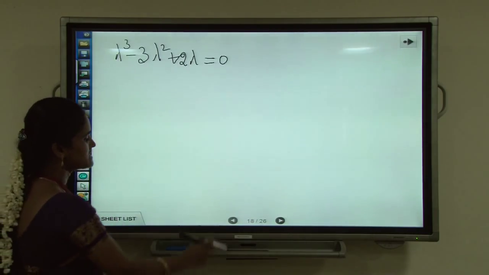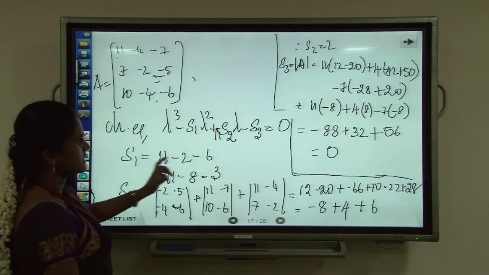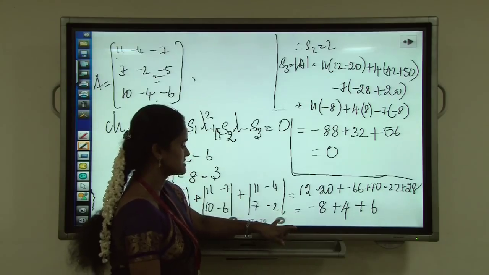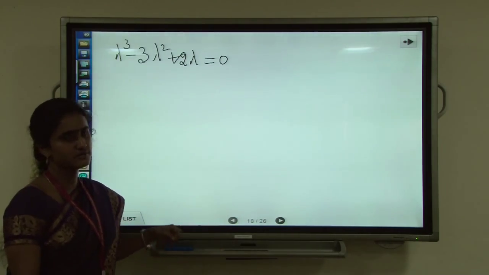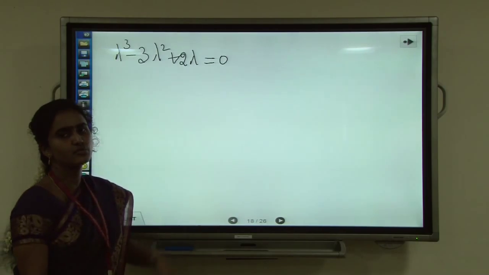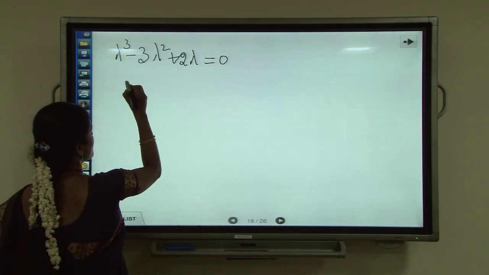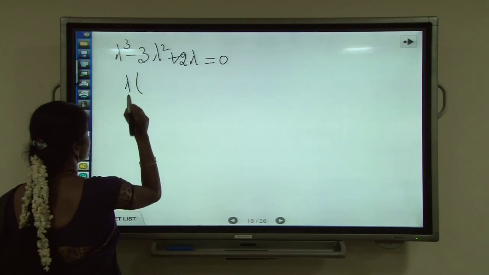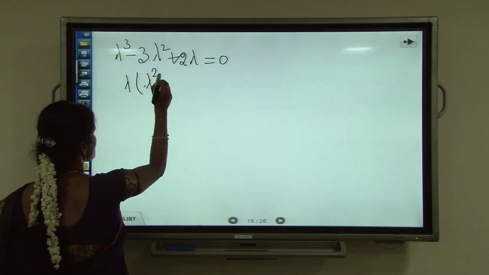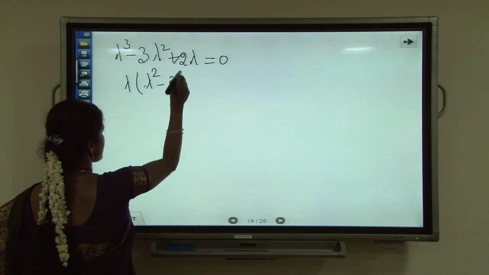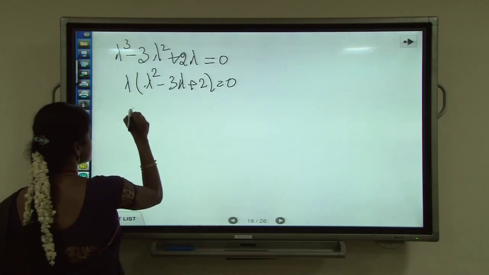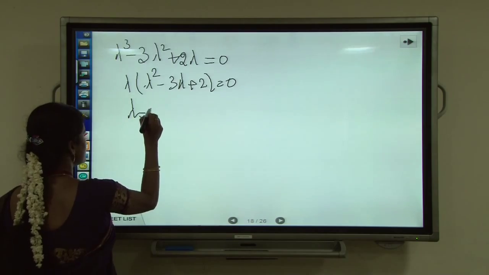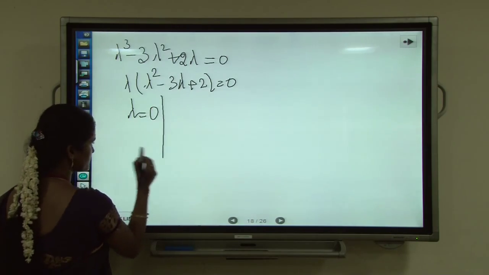So what do you mean by this S3 is 0? It means the determinant of A is 0. So whenever you have a determinant of A is 0, you can also find one of the eigenvalues would be 0. By taking lambda as common, we could get this as lambda square minus 3 lambda plus 2 is equal to 0. So could you able to understand now? Where lambda, one of the eigenvalues, is going to be 0.